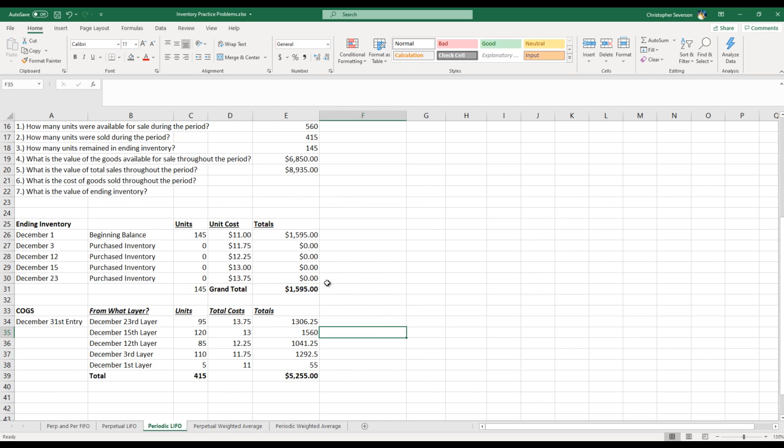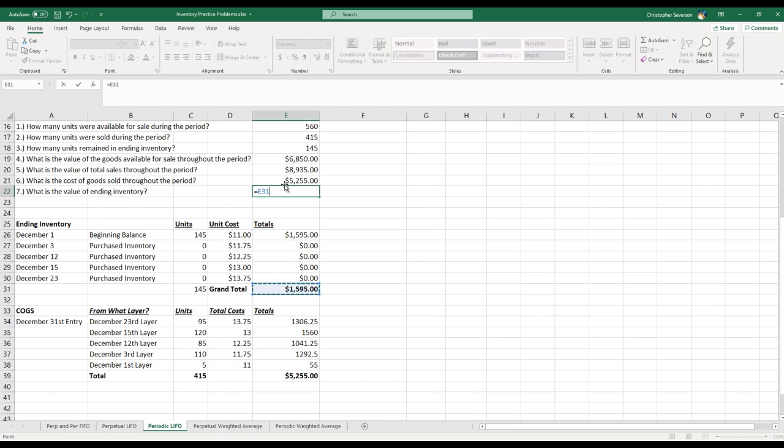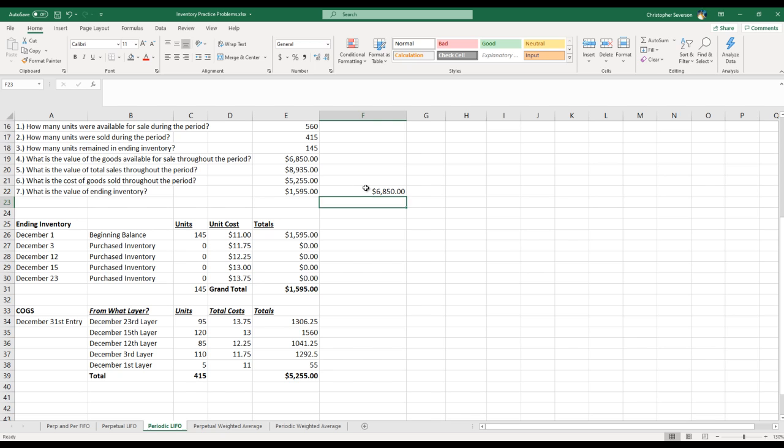So now we've answered 6 and 7 at the same time. The cost of goods sold throughout the period is this bottom number. The value of ending inventory is, of course, what's left. Now, earlier I said there's a good check figure to make sure you're on track, and that is that your cost of goods sold plus your ending inventory has to equal the total value of the goods available for sale. So as a quick double check, we're going to add the two together. We get $68.50, which is what we wanted. So we are good to go there.